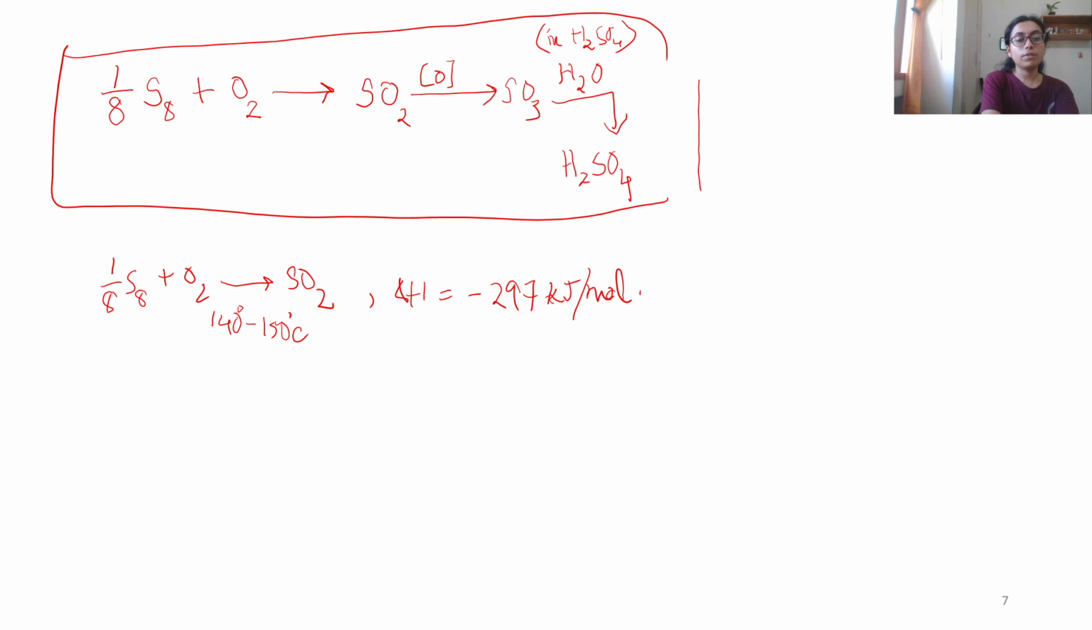Then for sulfur dioxide to sulfur trioxide oxidation, SO2 plus half O2 will give sulfur trioxide. This is also an exothermic reaction, where the delta H value is -99 kilojoule per mole.